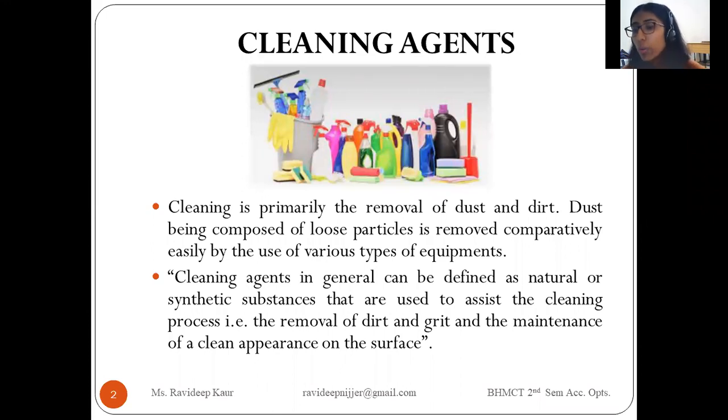And now, what are cleaning agents? Cleaning agents in general can be defined as natural or synthetic substances that are used to assist the cleaning process. They are generally of two types. First one is natural, and second is synthetic substances.